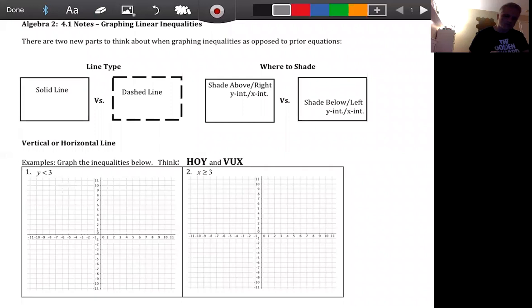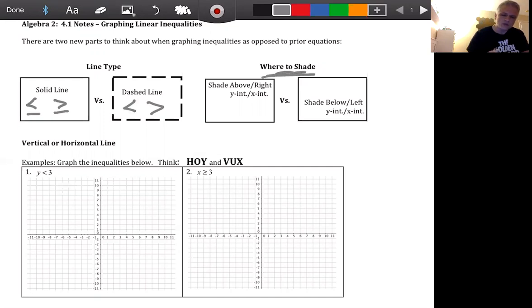So first thing is line type. If you have a greater than or equal to, or a less than or equal to, you're going to have a solid line, just like you had a closed circle before on the number line. If it can be equal to, we're going solid line. Now, if it's not equal to, if it's less than or greater than, it's a dashed line. Pretty simple stuff here.